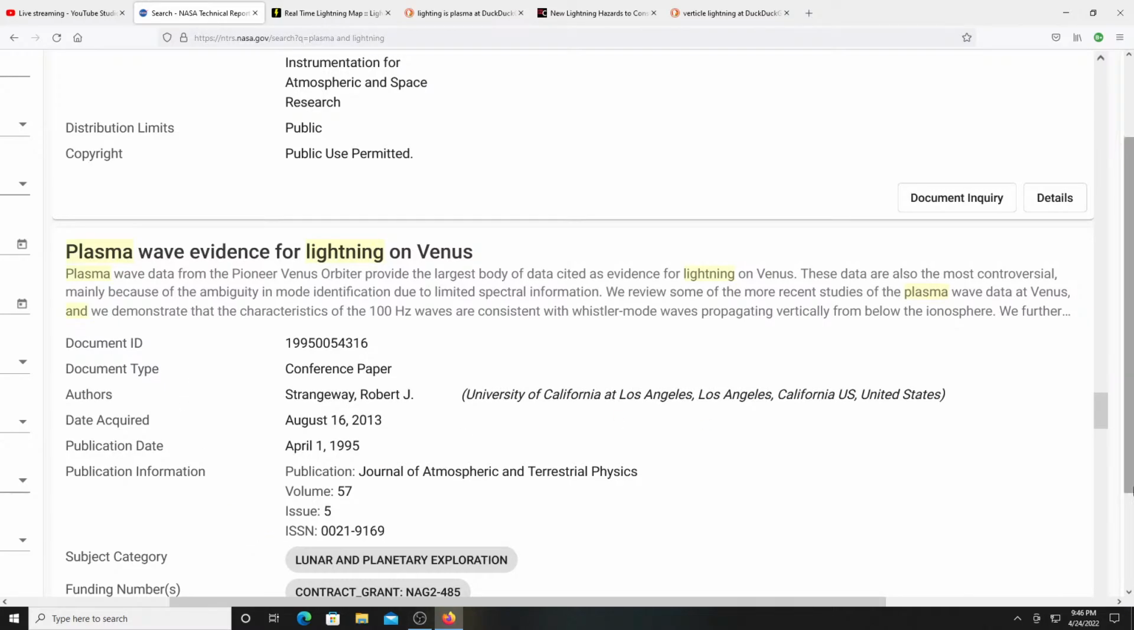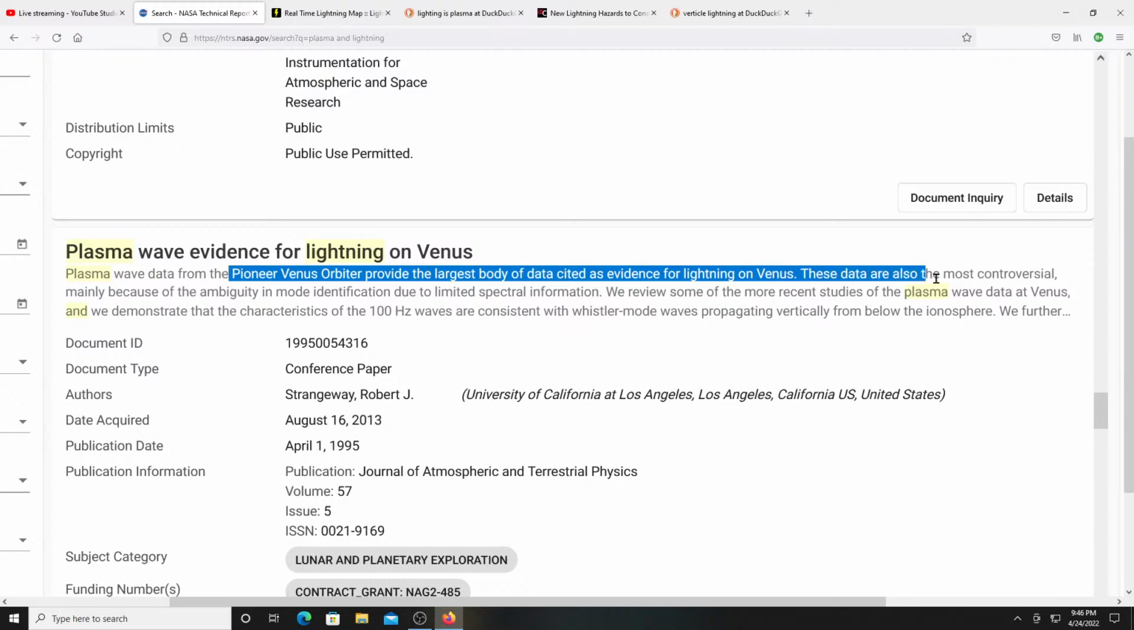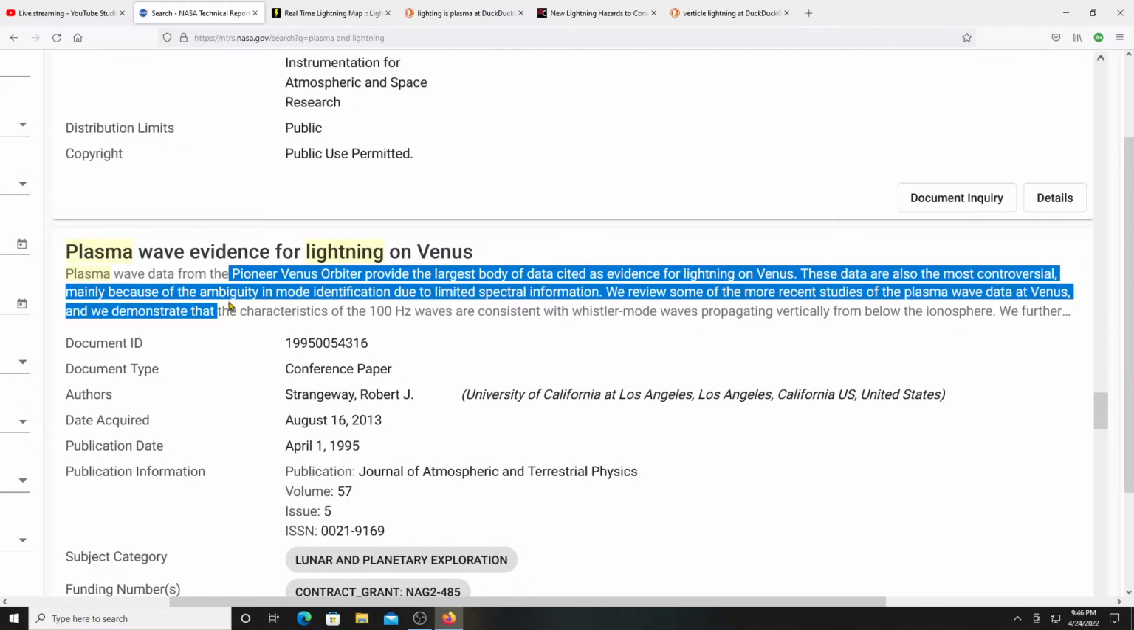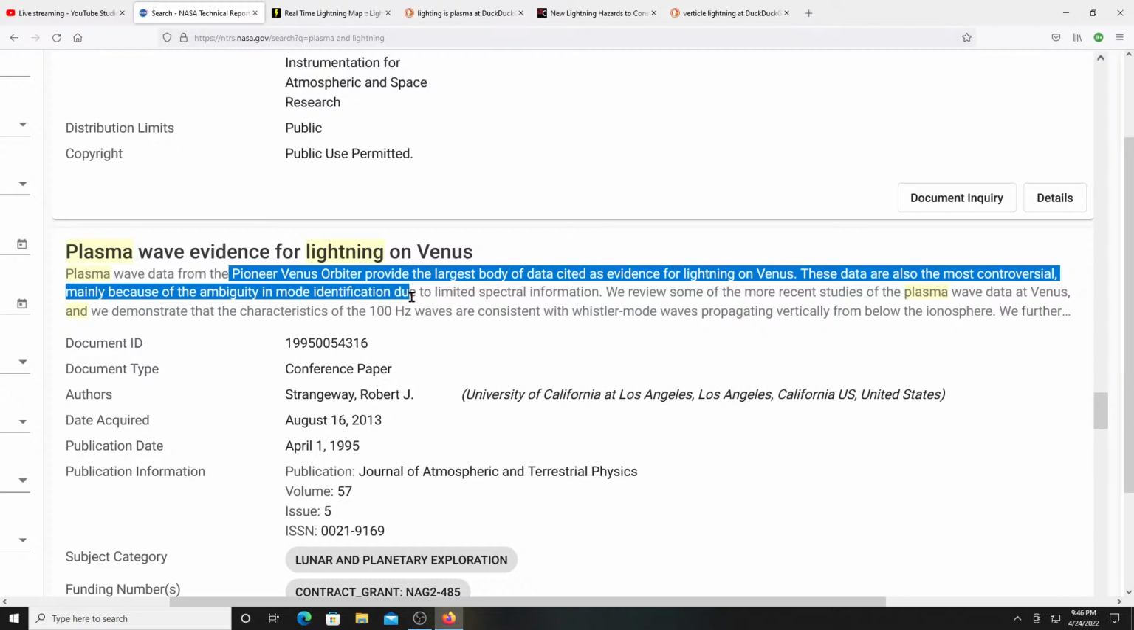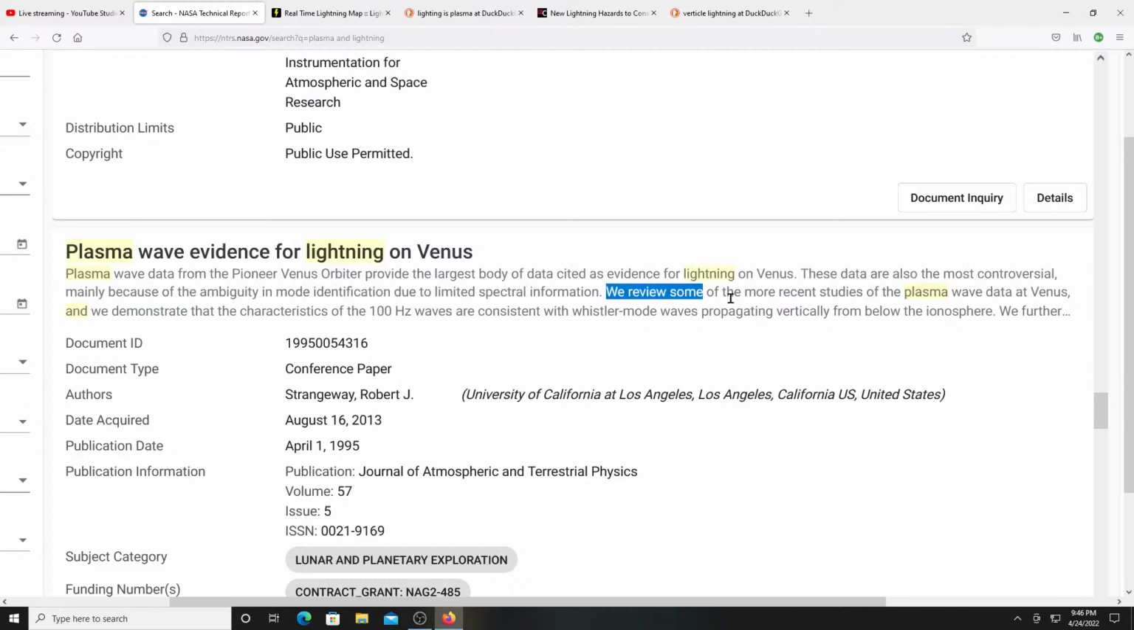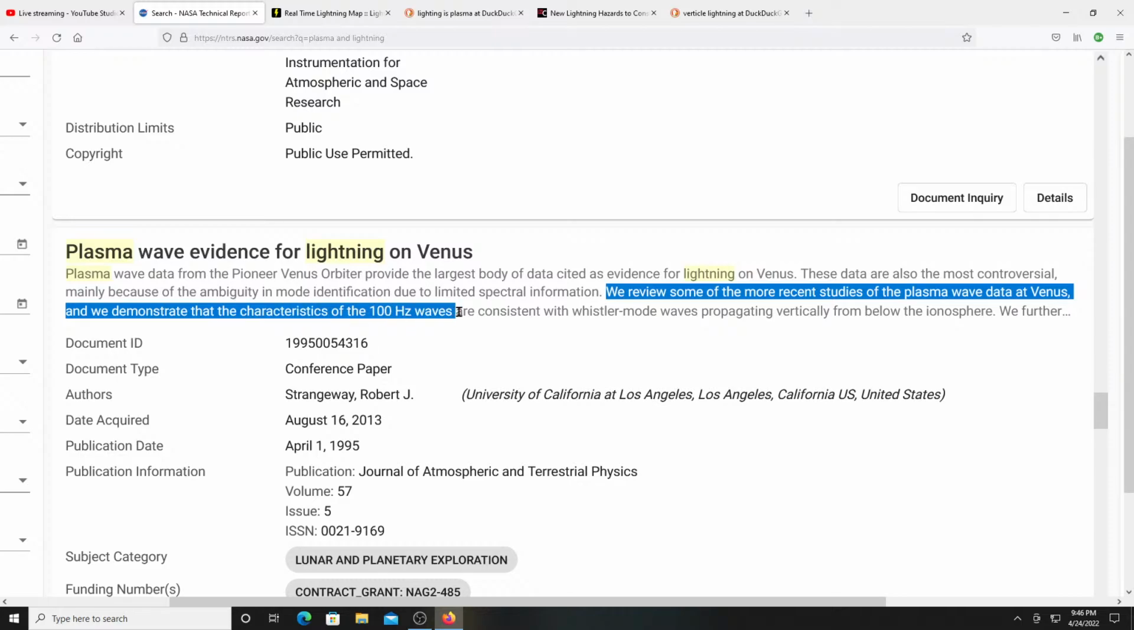Plasma wave evidence. The Pioneer Venus orbiter provides the largest body of data cited as evidence of lightning on Venus. The data is the most controversial, mainly because of the ambiguity in the mode identification due to the limited spectral information. We review some of the more recent studies of plasma wave data at Venus, and we demonstrate the characteristics of 100 Hertz waves are consistent with the whistler mode wave.